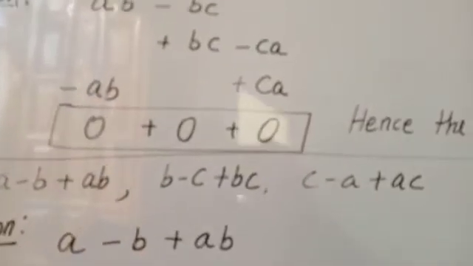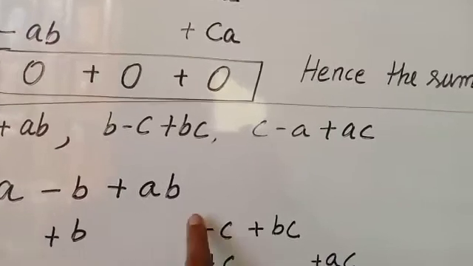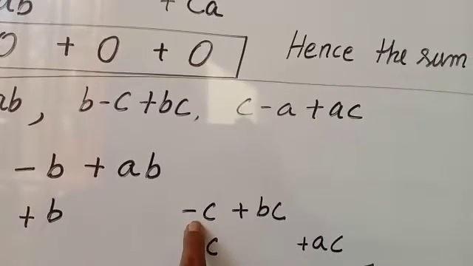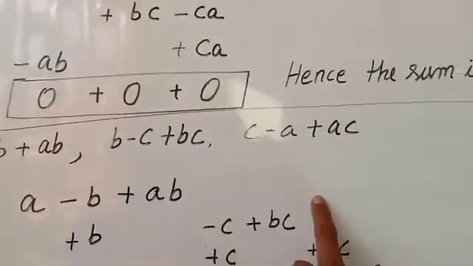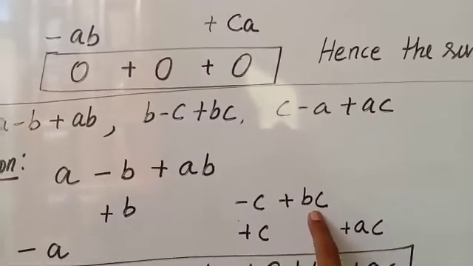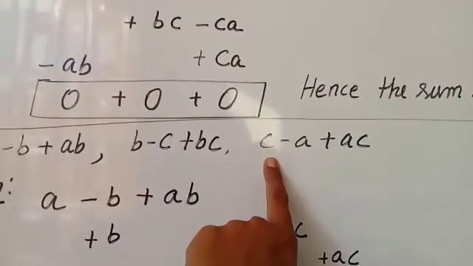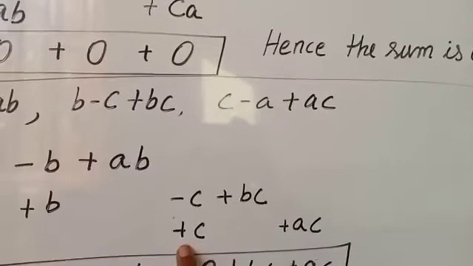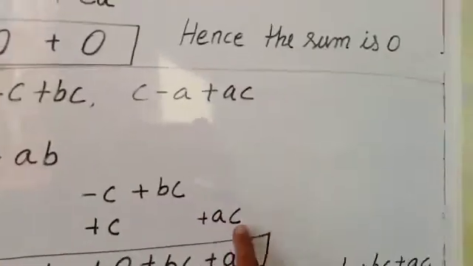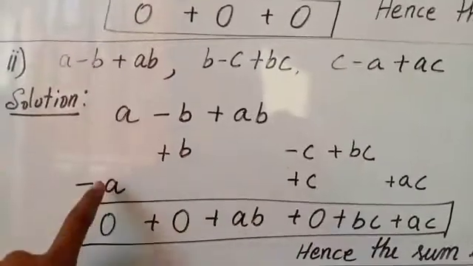Second, plus B we have to write under B. Minus C is not there here, so I am writing separate minus C, in a new column. BC also there is no column, so I am writing in the next column. Then we are going for the third expression. C I am writing here. AC I am writing separate, and A I am writing under A column.